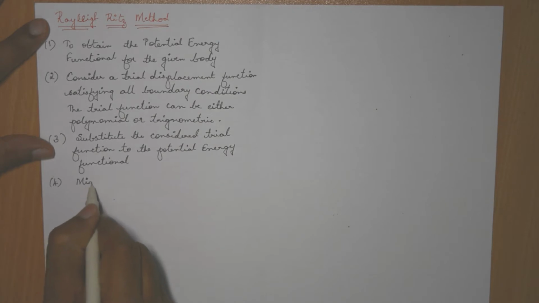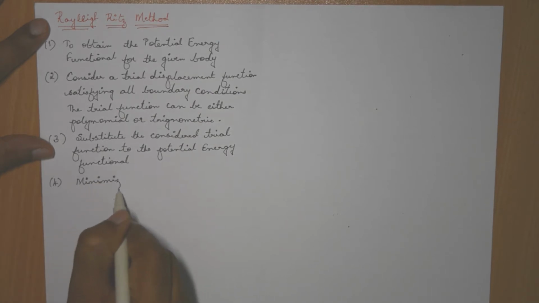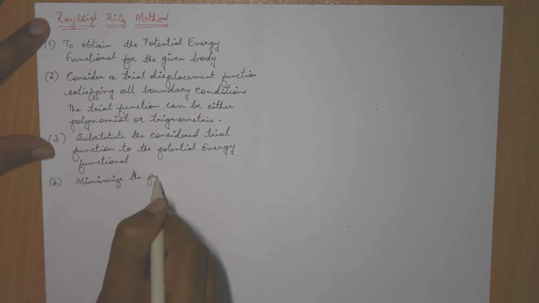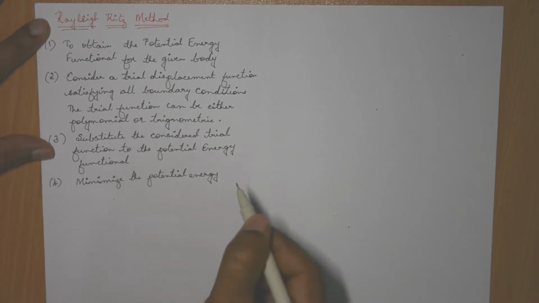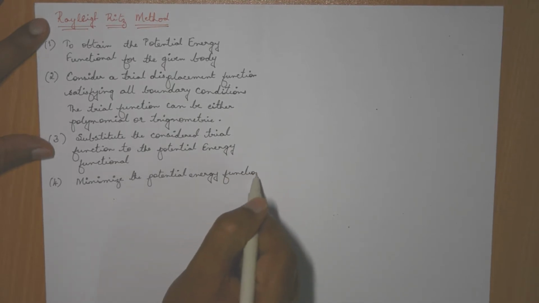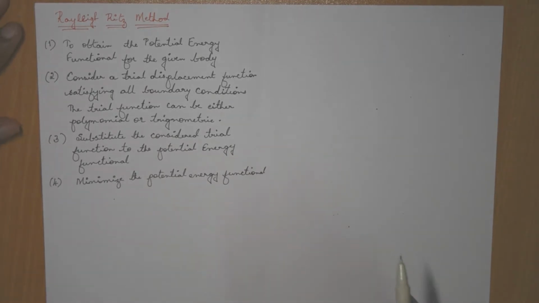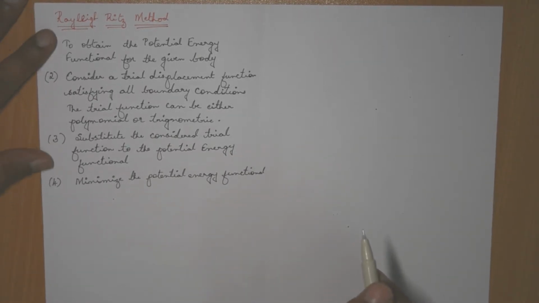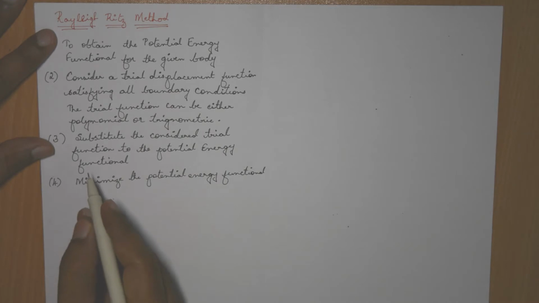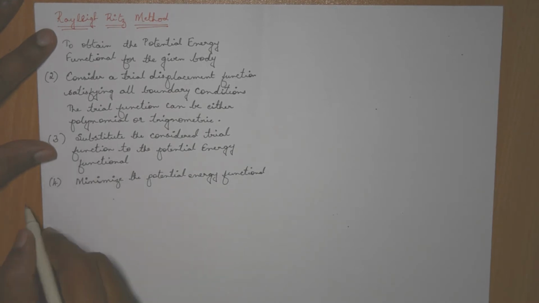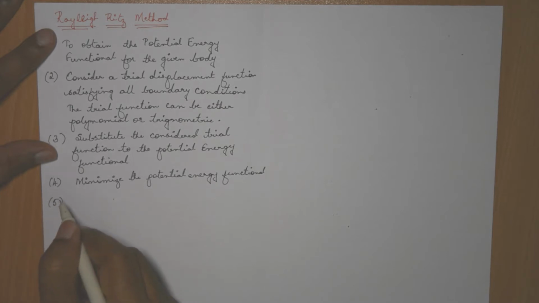Once it is substituted, the fourth step is to minimize the potential energy functional. This will be minimized in terms of the Ritz coefficients that will be part of the assumed trial function, which can be either polynomial or trigonometric. So once the potential energy functional is minimized and the unknowns are obtained, we can obtain the displacement from it.